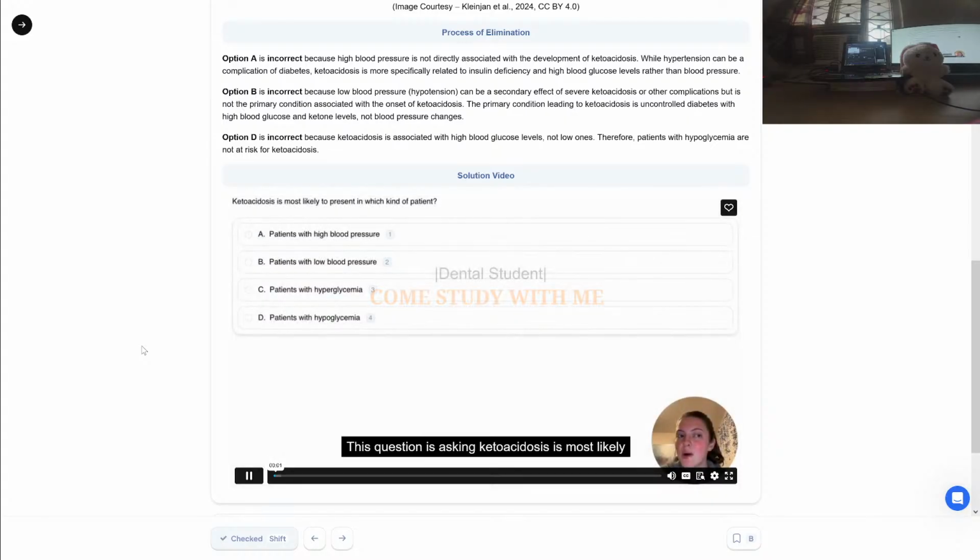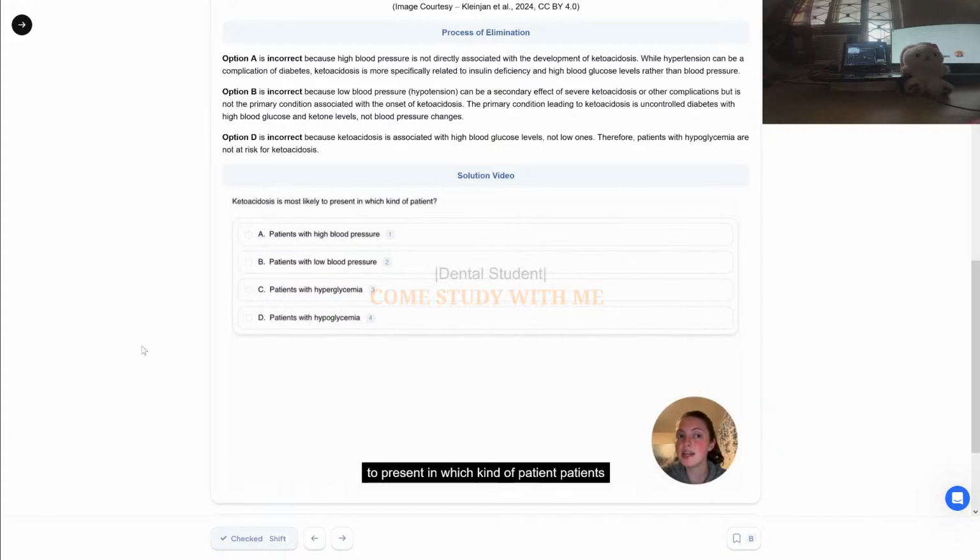This question is asking: ketoacidosis is most likely to present in which kind of patient? Patients with high blood pressure, patients with low blood pressure, patients with hyperglycemia, or patients with hypoglycemia? Now, before we can answer this question, let's define and discuss what ketoacidosis is in the first place.